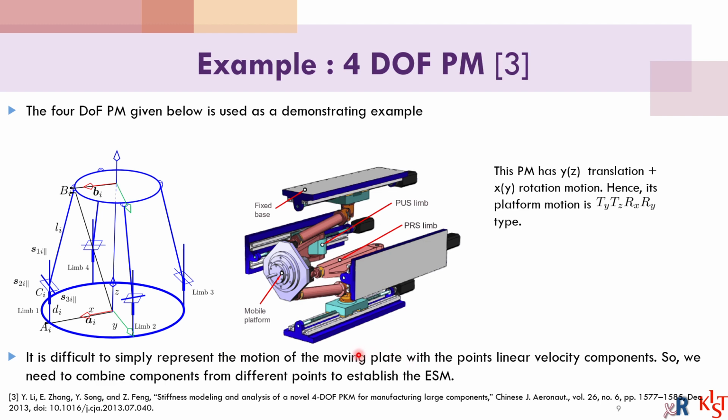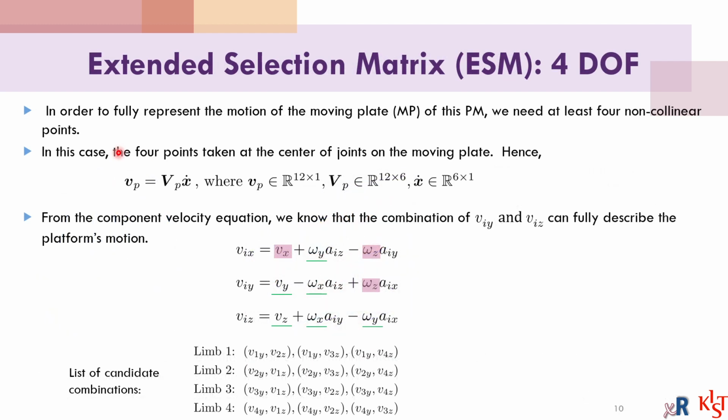In order to fully represent it, we have to combine different points. Because this manipulator has 4 degrees of freedom, to fully represent the motion of the moving plate, we need at least 4 non-collinear points distributed on the moving plate. In this case, we take those 4 points at the center of the joints on the moving plate, and those points' velocity is related to the task velocity with the matrix Vp, which has the dimension of 12 by 6.